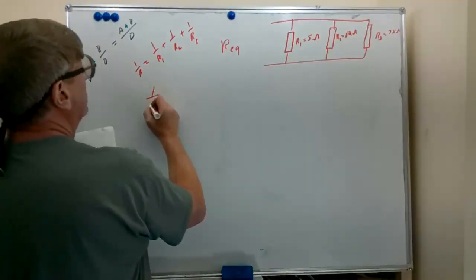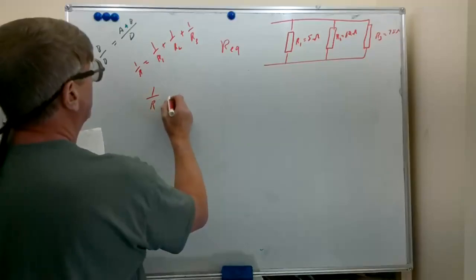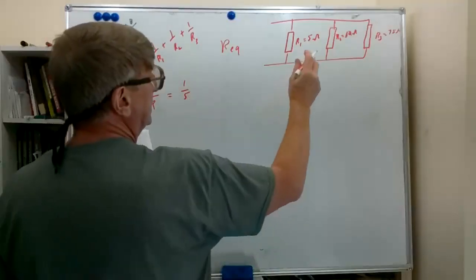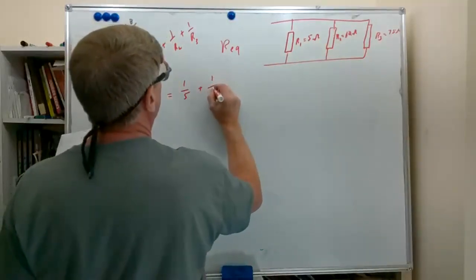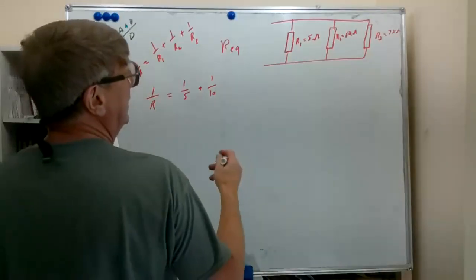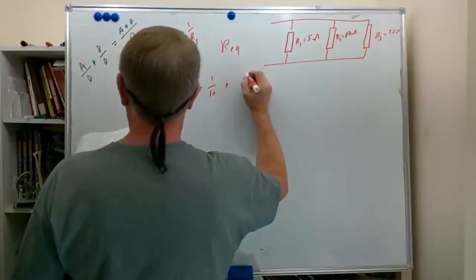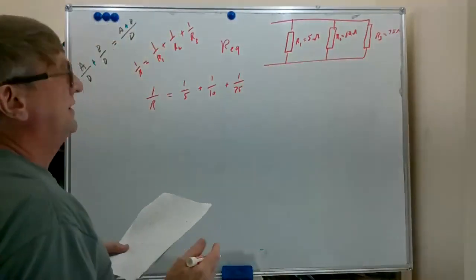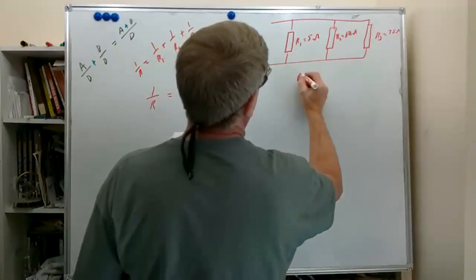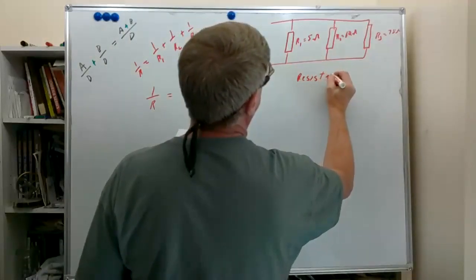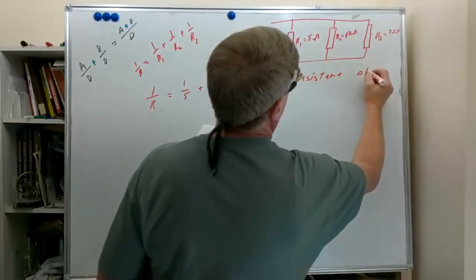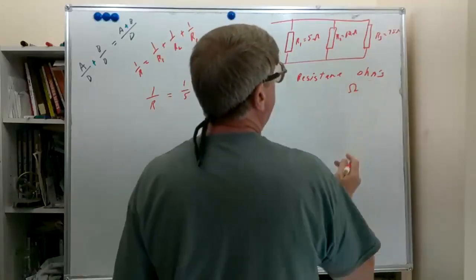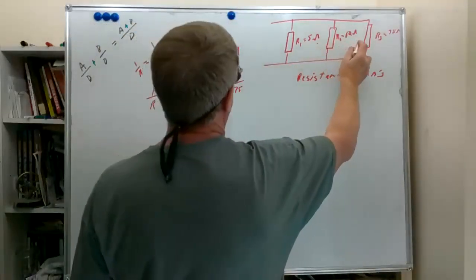1 over R, our equivalent resistance, is going to be 1 over R1, or 1 over 5, plus 1 over R2, 1 over 10, plus 1 over R3, which is 1 over 75. And resistance is measured in ohms, and we usually use the Greek letter omega to represent that. That's why I put this little omega here.